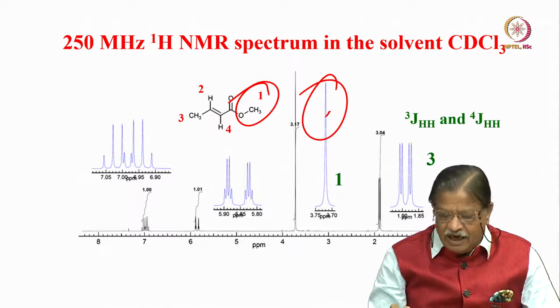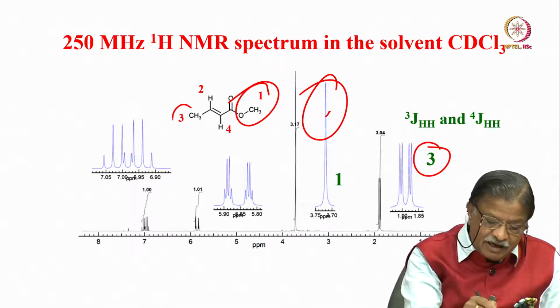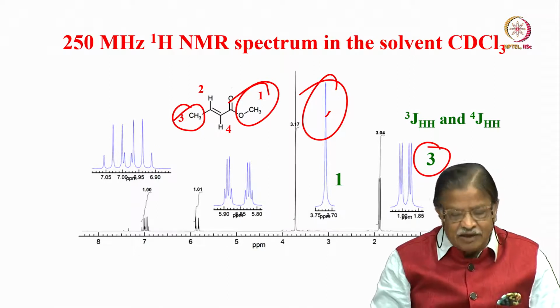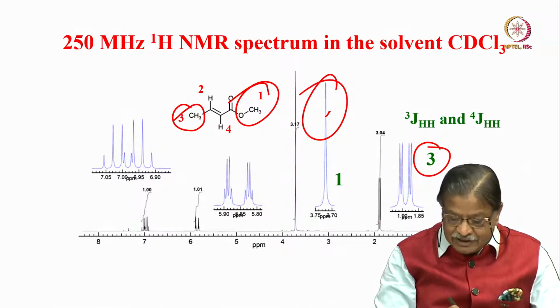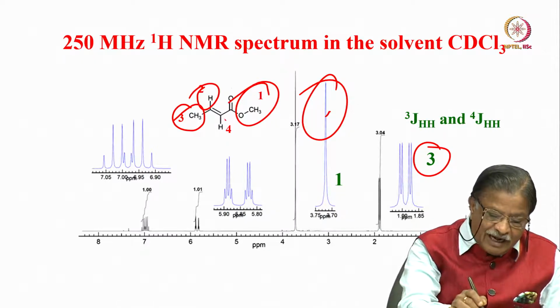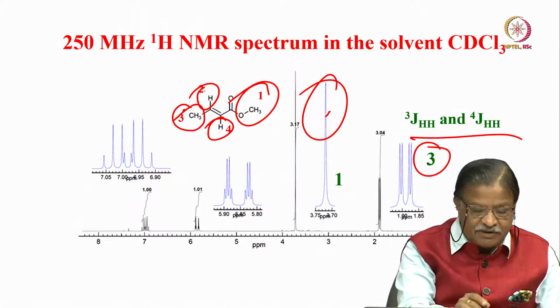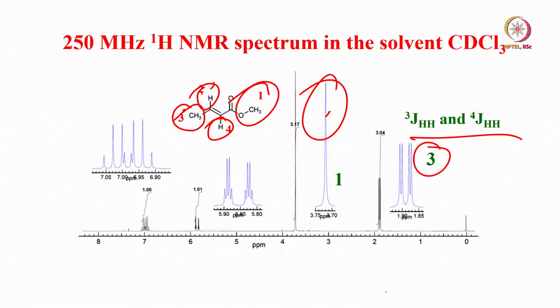Next, look at this one. I call it 3 because this is the CH3 group which is coming at high field. At the same time, this is going to be a doublet because of this proton and another doublet because of this proton. It is going to be a doublet of doublets with 2 couplings between these 2 protons. So I can safely say this is proton 3.